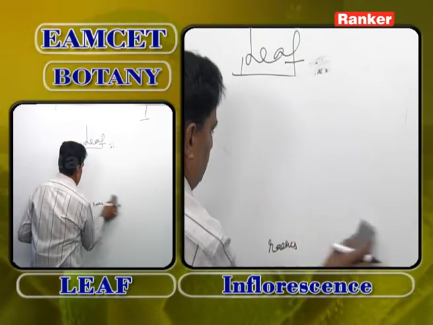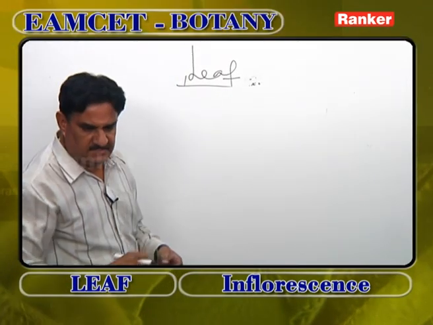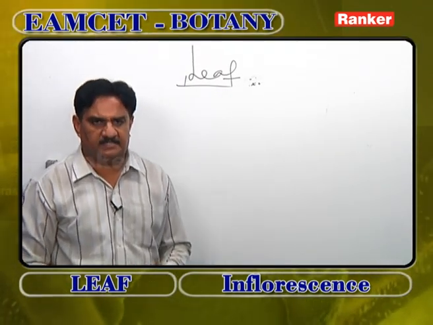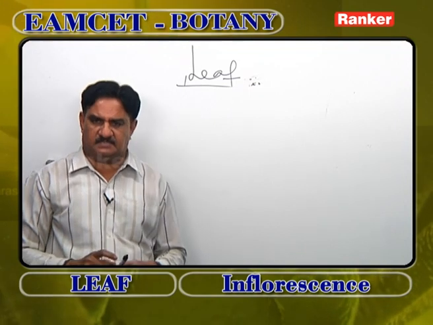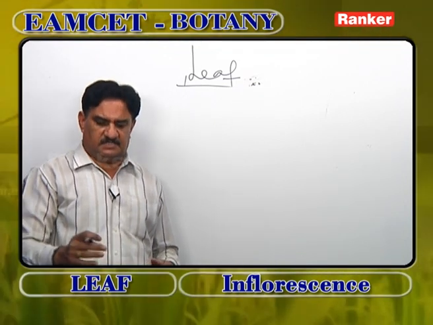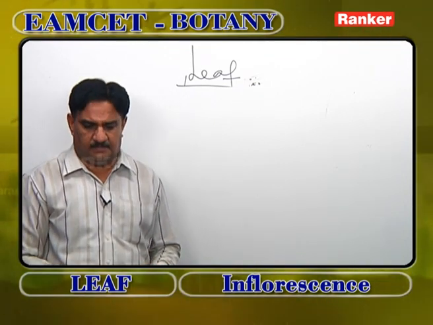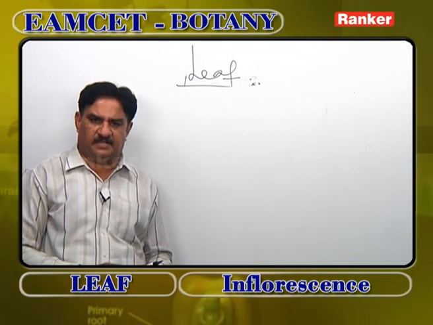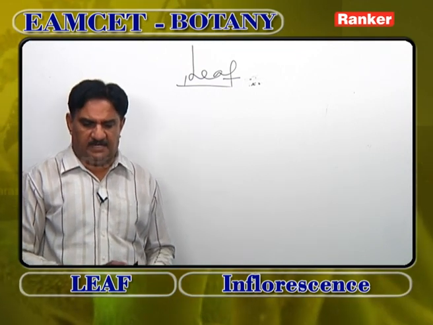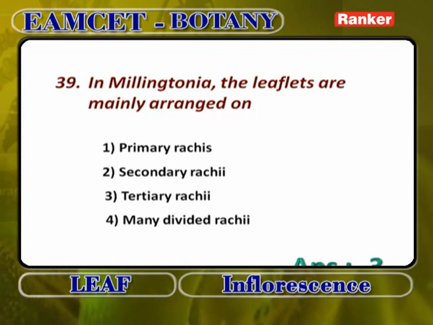There are some other options, we explained that also. First option is primary rachis. Leaflets are arranged on both sides of the primary rachis in the case of, just now I told, paripinnate and imparipinnate. Secondary rachis, Delonix and Cassia. Many divided rachis is found in Coriandrum sativum, a special feature of Apiaceae or Umbelliferae.